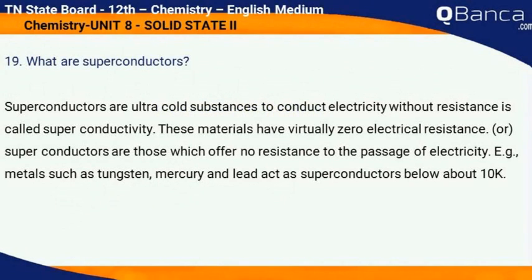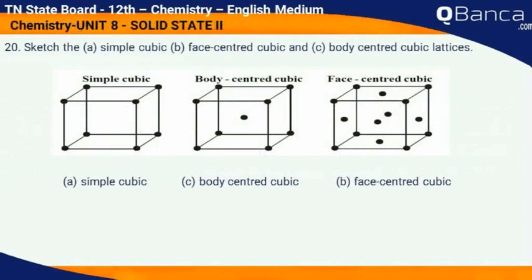What are superconductors? Superconductors are ultra-cold substances that conduct electricity without resistance, which is called superconductivity. These materials have virtually zero electrical resistance, or superconductors are those which offer no resistance to the passage of electricity. Example: metals such as tungsten, mercury and lead act as superconductors below about 10 Kelvin. Sketch the simple cubic, face-centered cubic and body-centered cubic lattice.